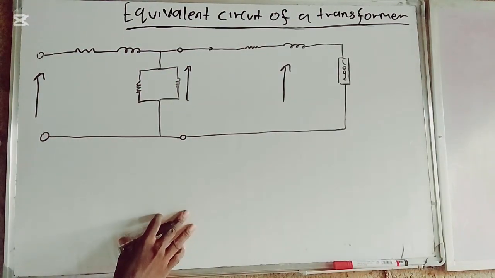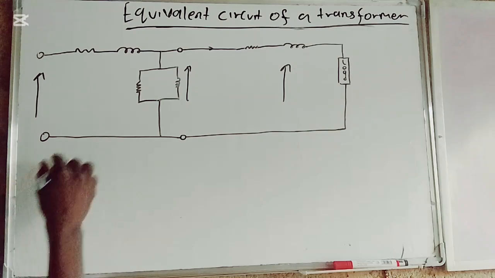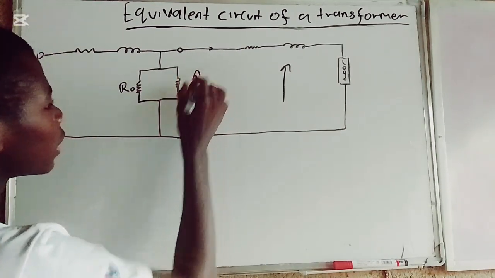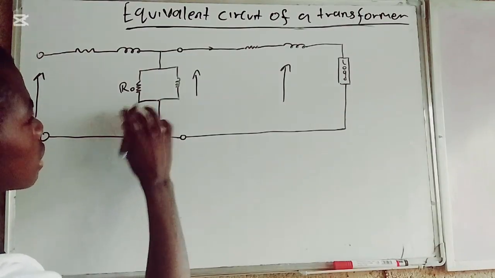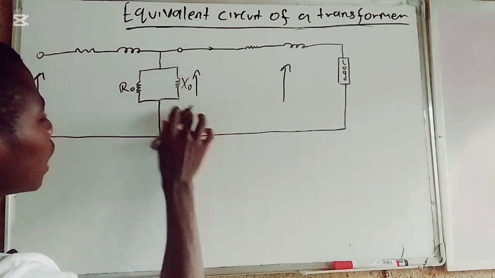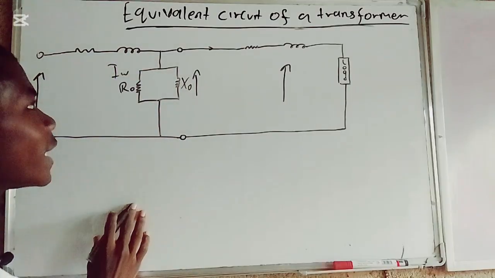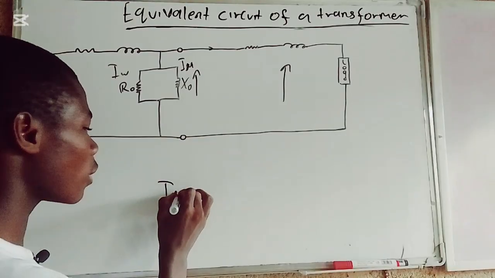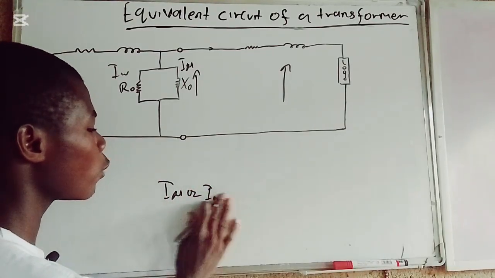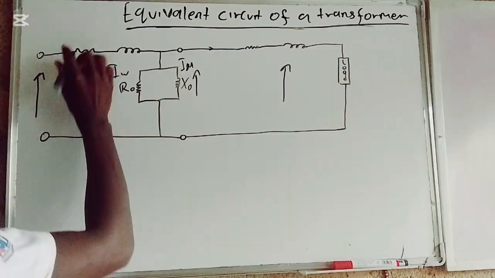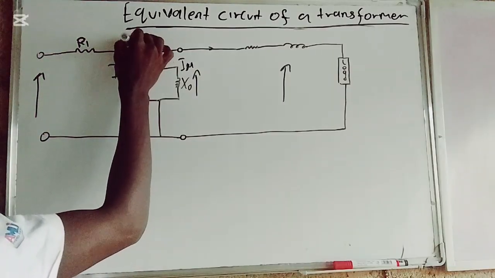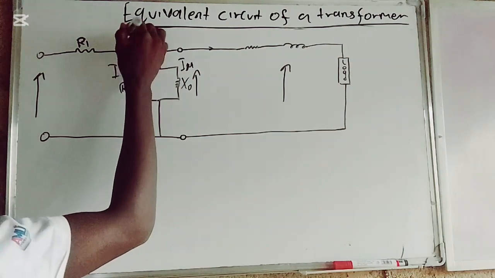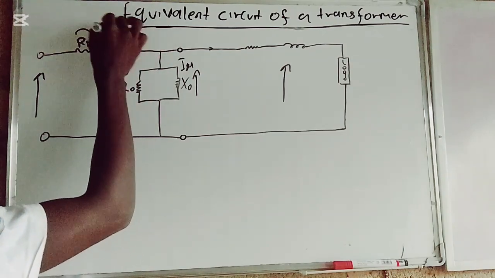This is an exact equivalent circuit of a transformer. As you can see, we have R0, and then we have X0, and we have the working current and the magnetizing current, which is I mu. Either you call it I mu or IM, which is the magnetizing current. And also we have R1 and X1.